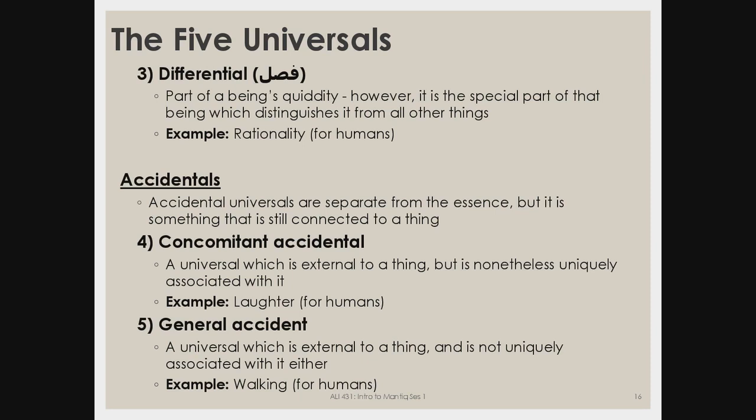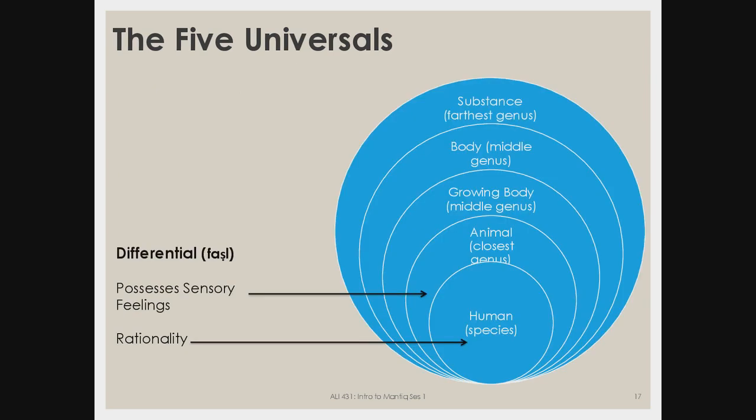Okay? And then the last one they have is called aradiyya am, which is a general accident, which can be shared amongst this genus. So in our example, we have walking. Animals walk as well, other animals. Humans aren't the only ones that walk. But once again, it's something that is external to it. You can conceptualize a human without the quality of walking.